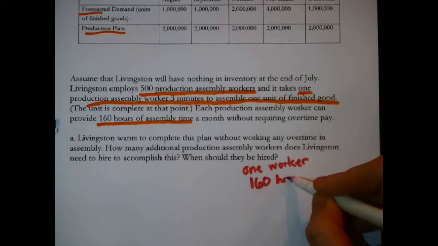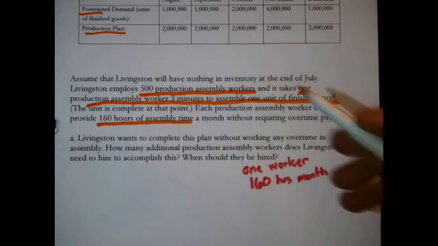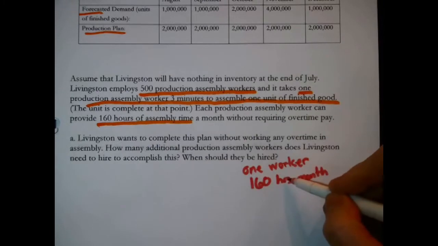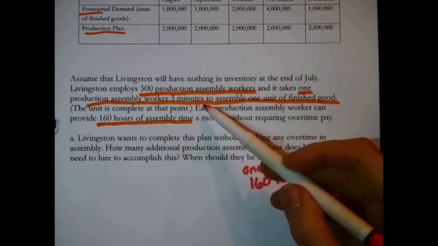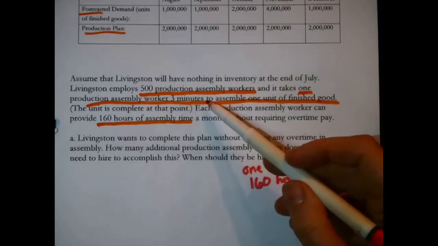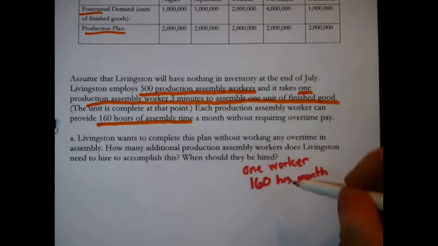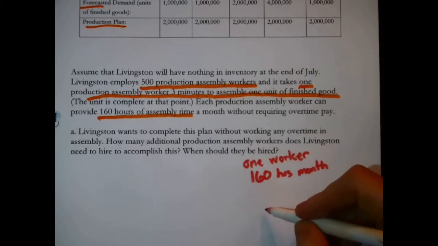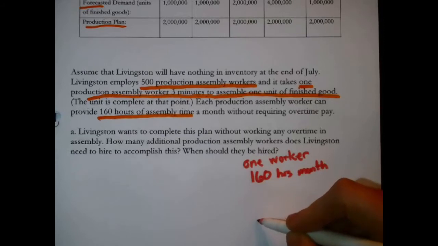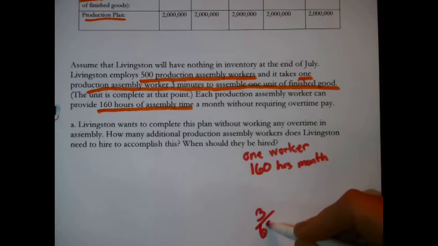One worker, 160 hours a month. Yes, that was right there. So one worker provides 160 hours a month. Now, what can one worker do? One worker can make 1 unit in 3 minutes. So something that would be really handy here is to figure out how many hours that is. That is to say, take 3 and divide it by 60.